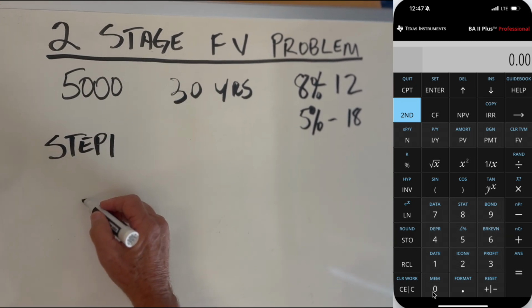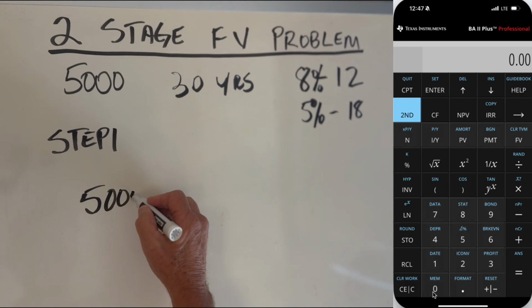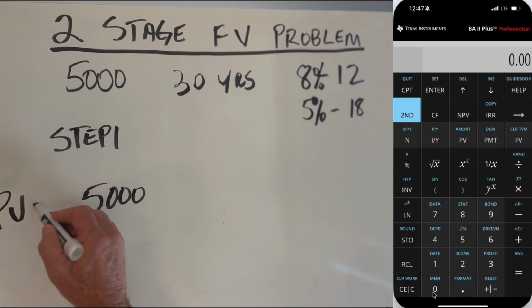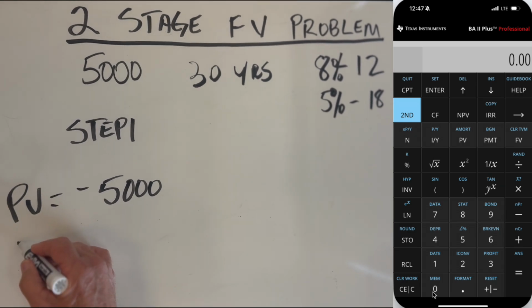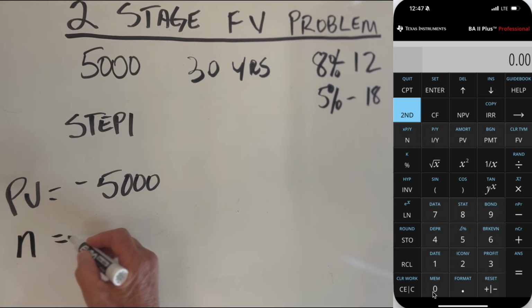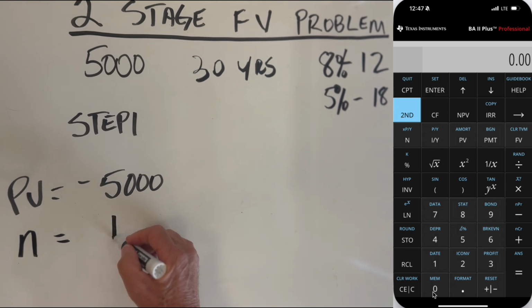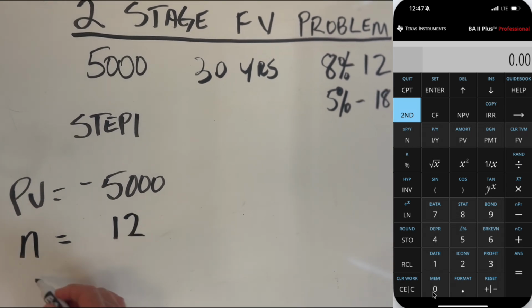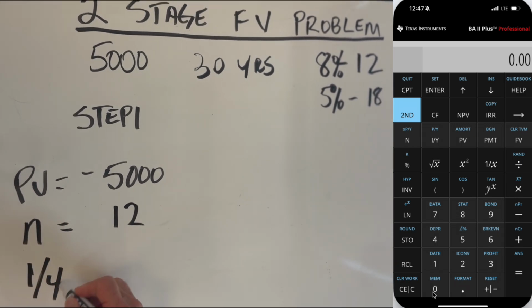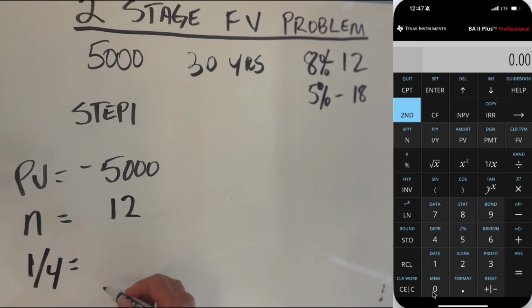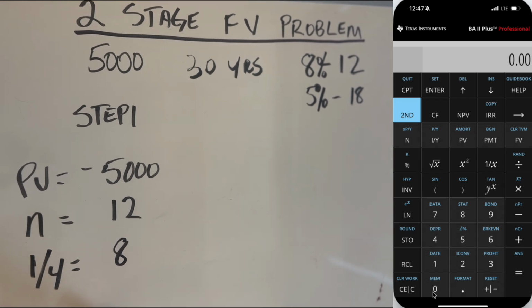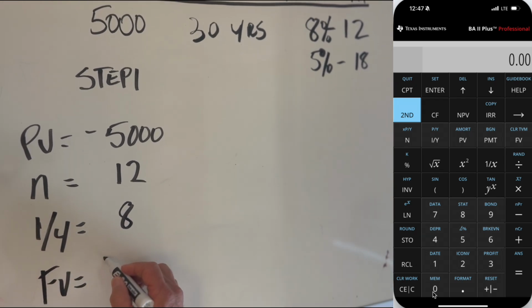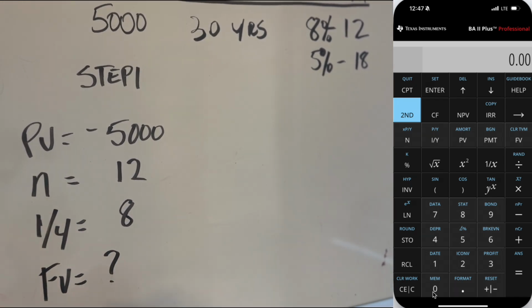So I know that I have 5,000. That's my present value. That's what I start with. I'm going to put it as a negative because we're investing it. I know that the N is 12 years. This first part is 12 years. I know the IY, the interest rate, is 8%. And I want to get the future value of that. That's the first step. All right, so let's calculate that piece of it.